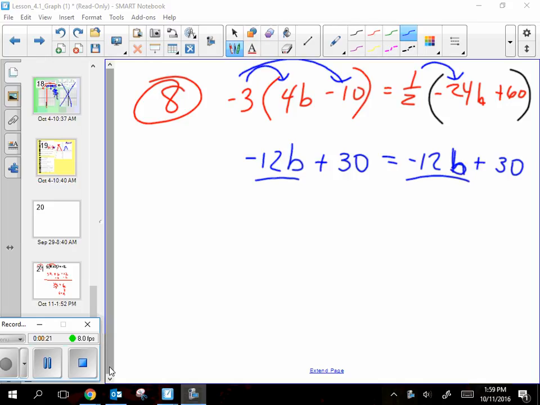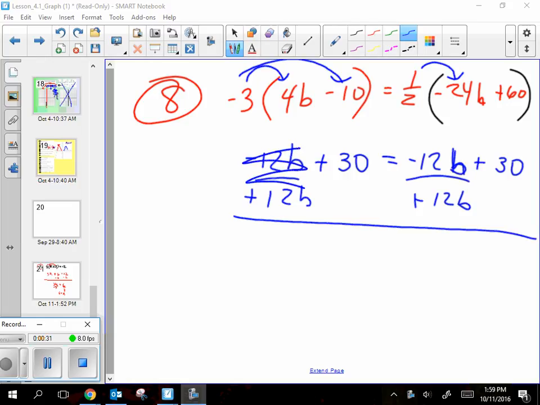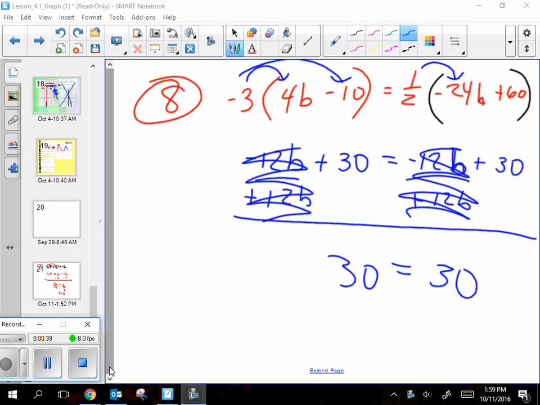Yes? Doesn't matter which. So we're going to add 12b to both sides, and this is a kind of high-level equation because they both cancel, and there's no more variables. What the heck? It says 30 equals 30. Now, first of all, do you agree with the statement 30 equals 30? I hope so. Then that means that everything works in this equation.